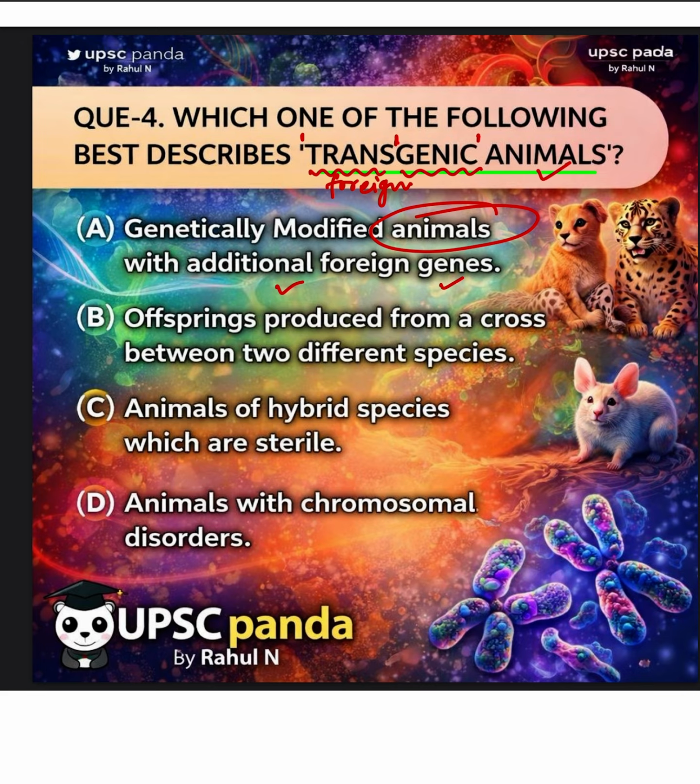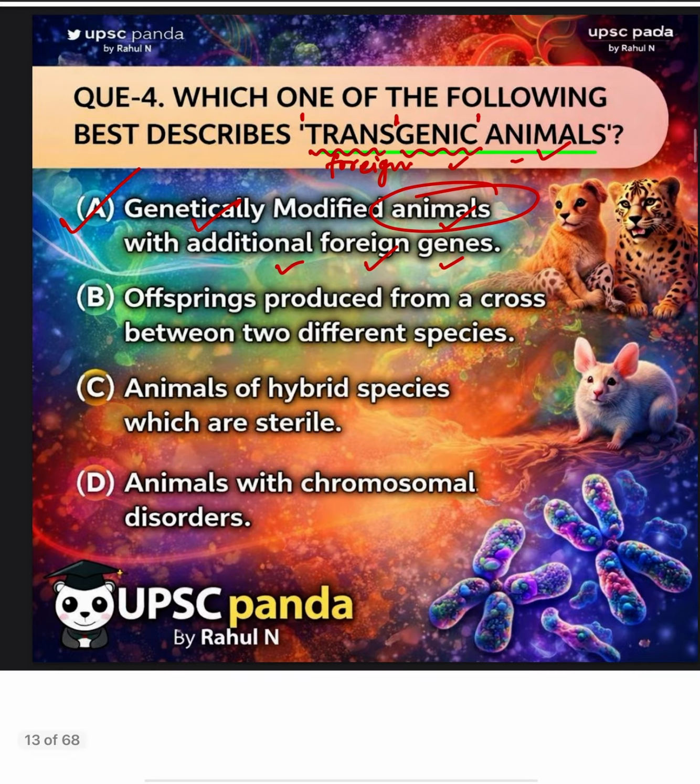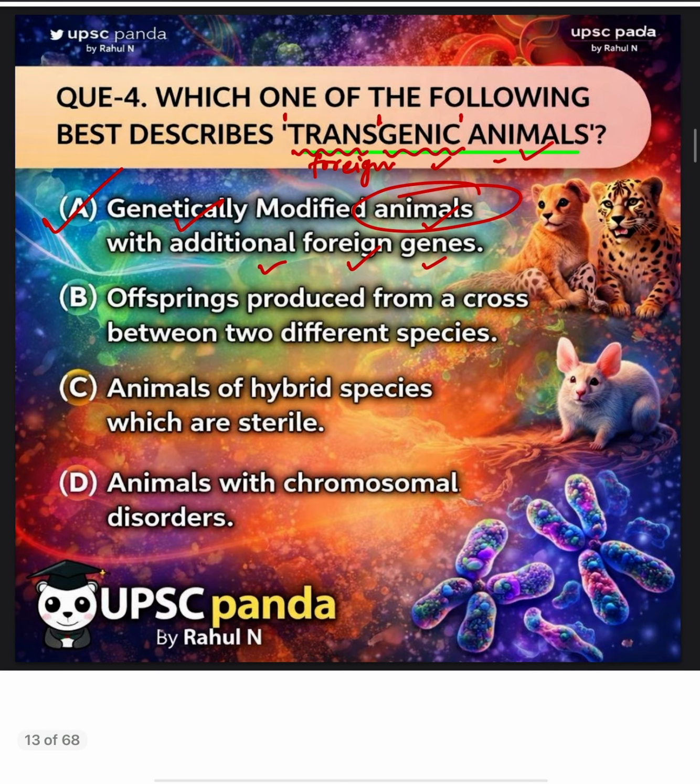So trans, genic: transgenic. Genetic is there, foreign is there, and see all the words are getting familiar in this only: genetic, animal, foreign. So this statement is correct. Let us see why others are not correct. That is the approach. The only thing we can learn is why this statement is correct and why others are not correct.